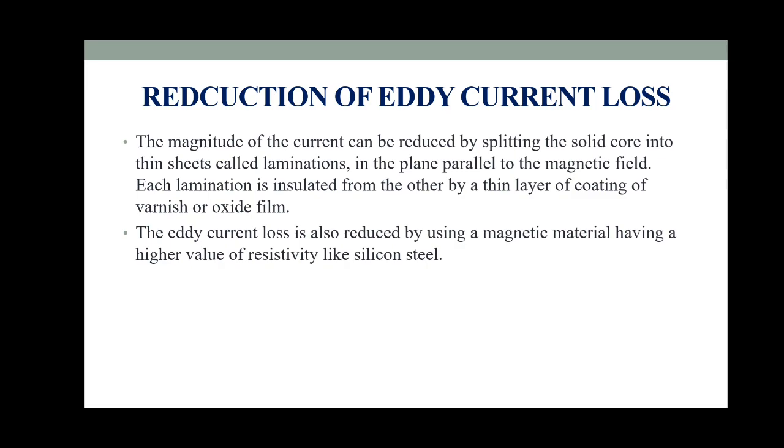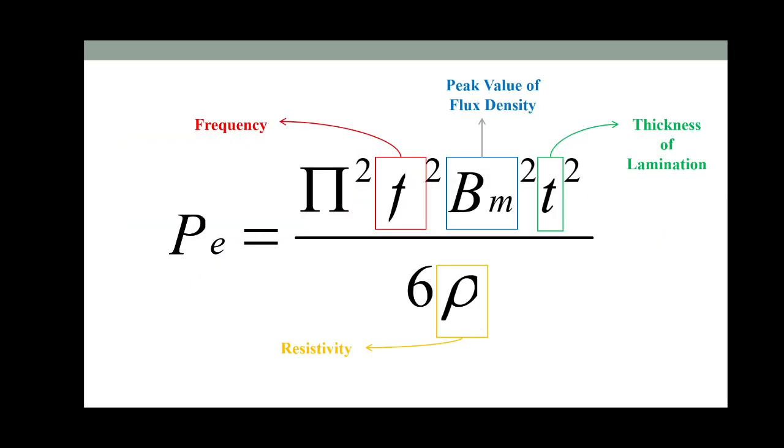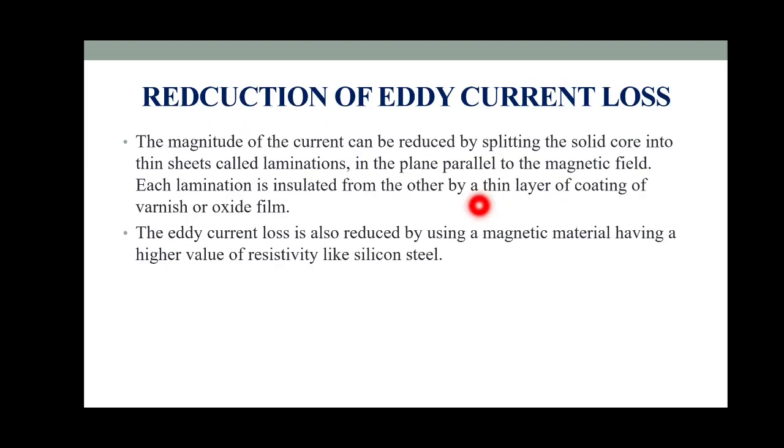So how can eddy current loss be reduced? First, the magnitude of current can be reduced by splitting the solid core into thin sheets called laminations. In such a case, this T value will be remarkably reduced, reducing the overall eddy current loss. However, each lamination should be insulated from the other by a thin layer of coating of varnish or oxide film.